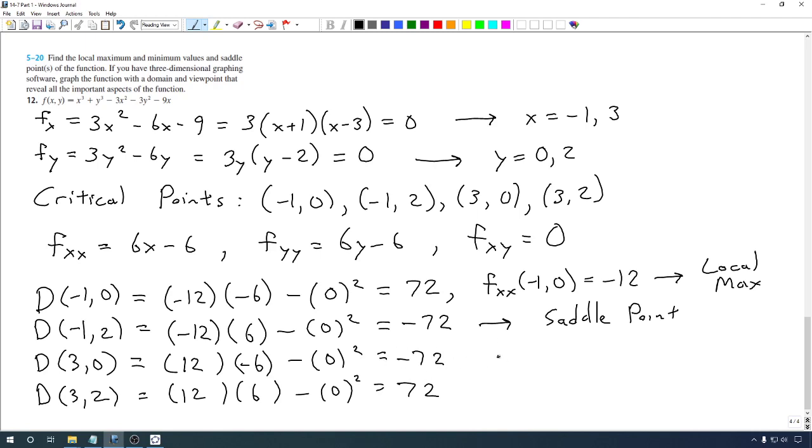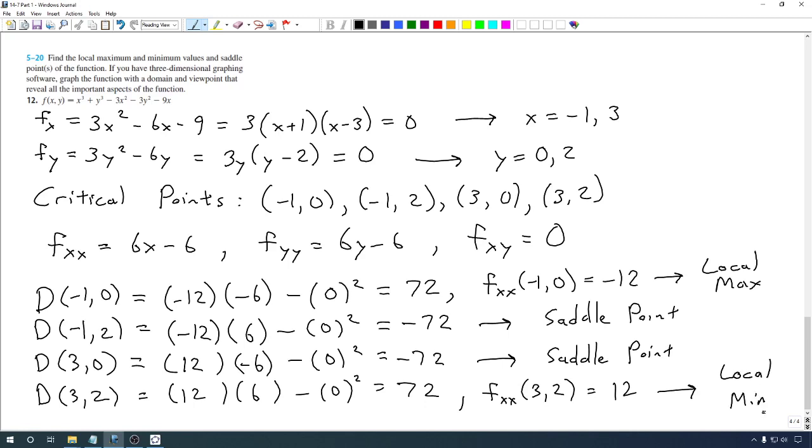So -72 means we have another saddle point. And positive 72 means we also have to look at that second derivative with respect to x twice at 3, 2, which in this case was a 12. So we have a positive D, positive f sub xx. That means we have a local minimum. So we have two critical points that are saddle points. One critical point is a local maximum, one critical point is a local minimum.